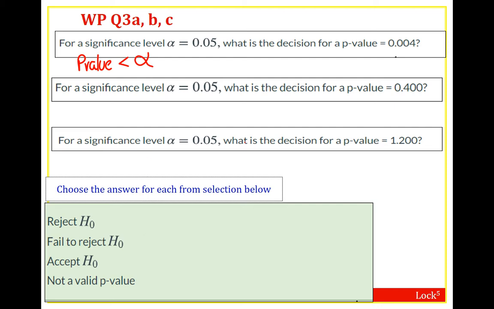So if I look at this particular one, I have a p-value of 0.004, 4 thousandths. 4 thousandths is clearly smaller than 0.05. I have data which is less than the significance level. I would reject H0.